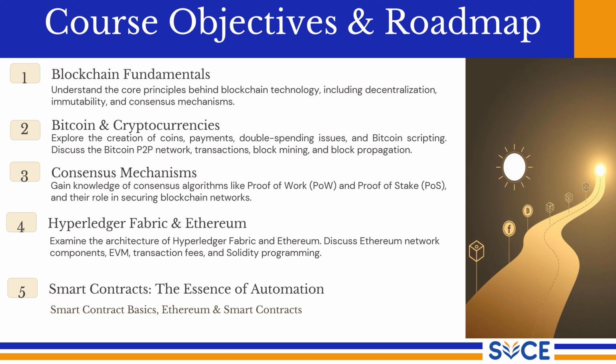The fifth core objective, smart contracts and their mechanisms. One of blockchain's most powerful features is the smart contract, a self-executing contract where the terms are directly written into the code. We will discuss how smart contracts work on platforms like Ethereum and Hyperledger Fabric, the different consensus models they use, and how security is ensured in smart contract execution.